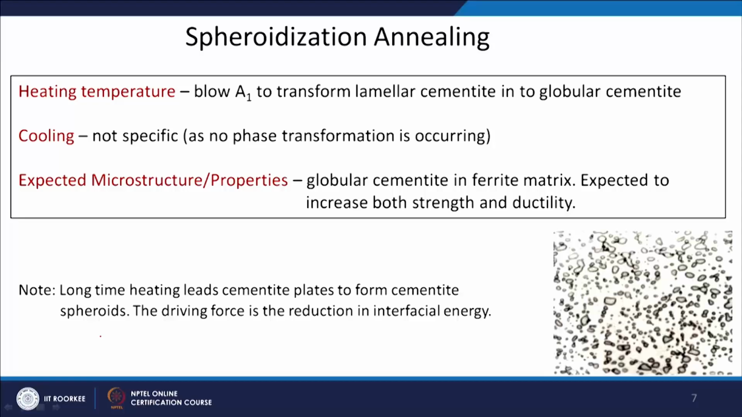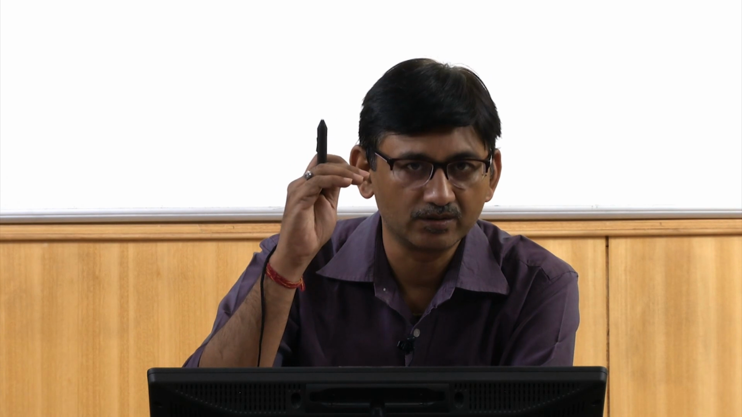So heating temperature, again, what will be the heating temperature? It will be below A1, okay, to transform lamellar cementite into globular cementite. So you will have globules of cementite. Cooling is not specific, as no phase transformation is occurring, okay. In this case cooling is not important because we are not crossing the austenite boundary here, okay.